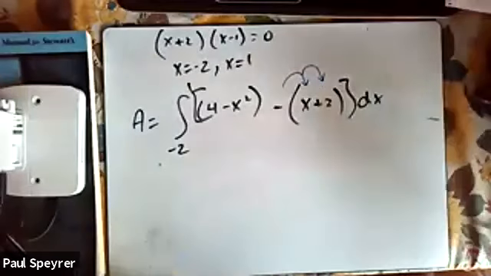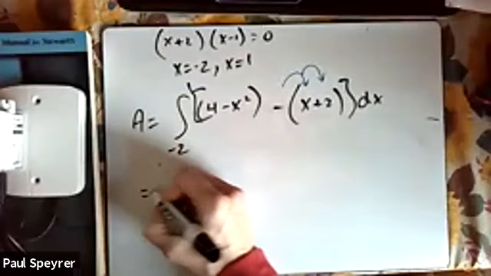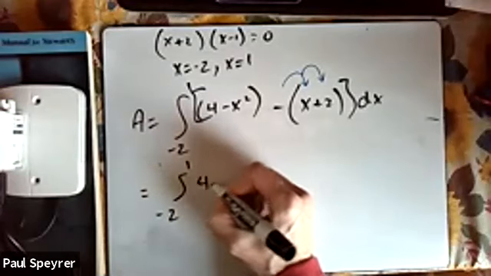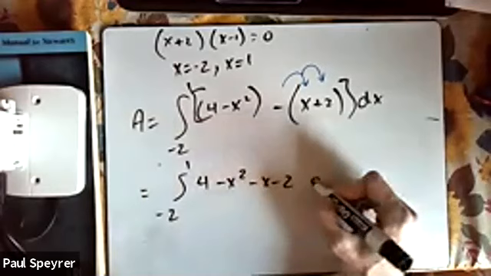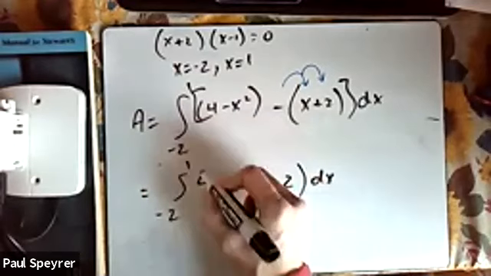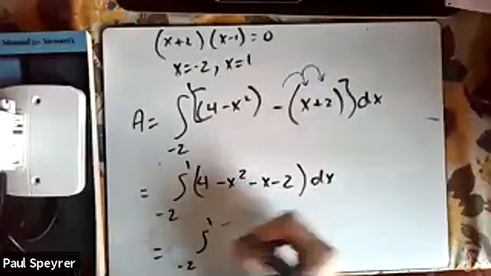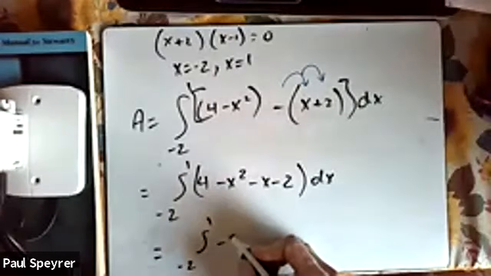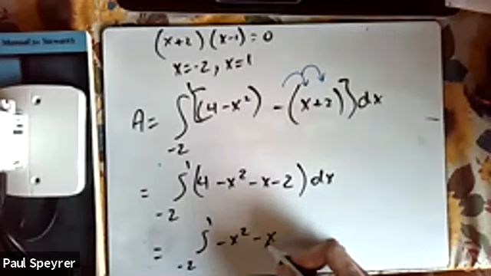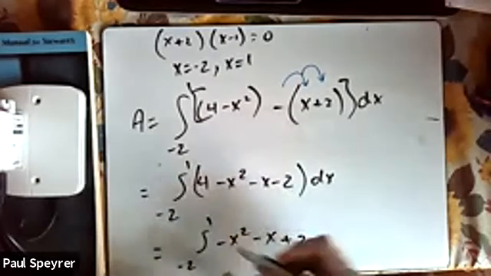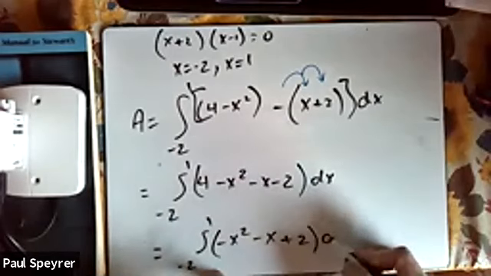So let's just write that out. So 4 minus x squared minus x minus 2 dx. I'm going to put it in descending order. This is negative x squared minus x plus 2, because minus 2, right, is positive 2 dx.